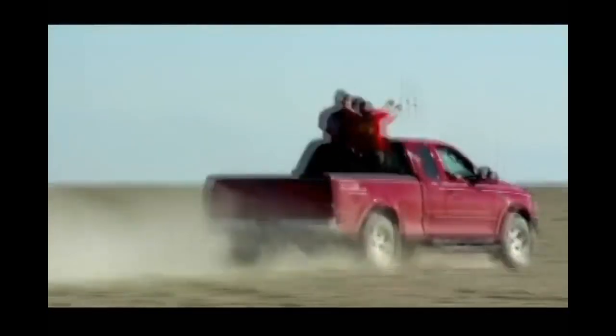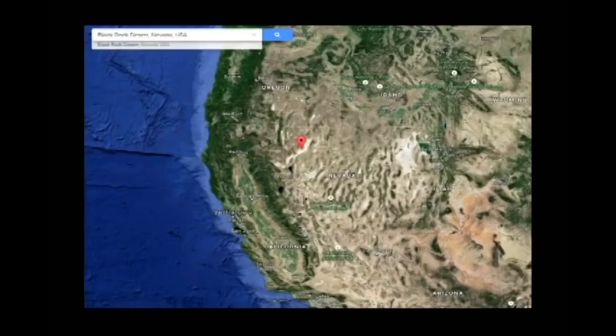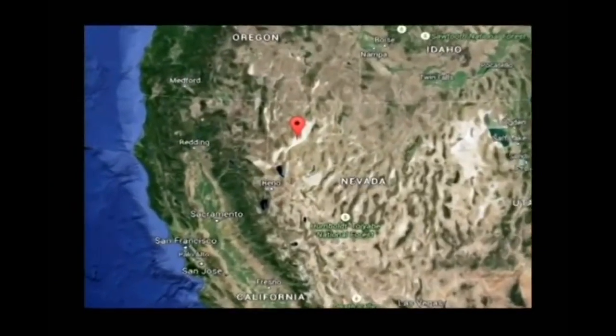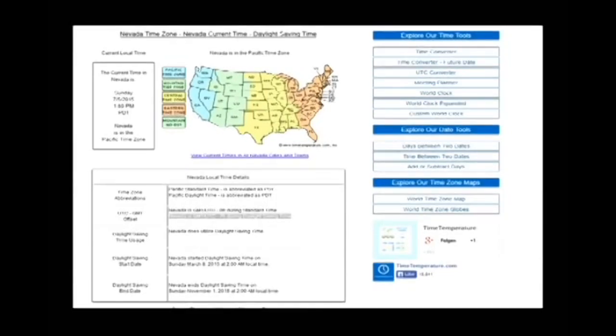However, after the launch, they were flying in a helicopter to see where the rocket comes down. For a split second in this video, you can see a GPS device in the helicopter, which shows the time. And the time is 11:40. So the launch must be between approximately 8 o'clock in the morning and 11 a.m. The rocket was launched in the Black Rock Desert in Nevada, USA. In July, Nevada's time zone is Pacific Daylight Time, which is UTC-7.